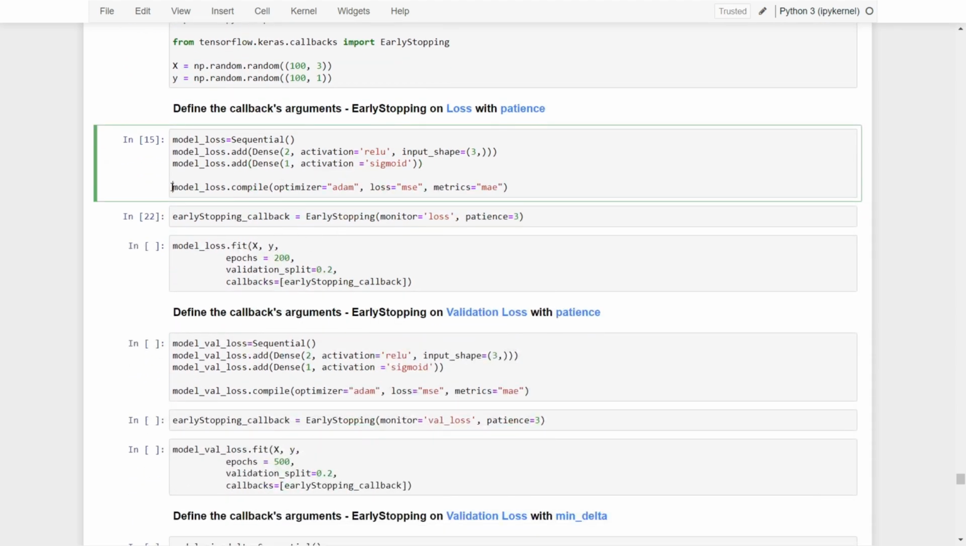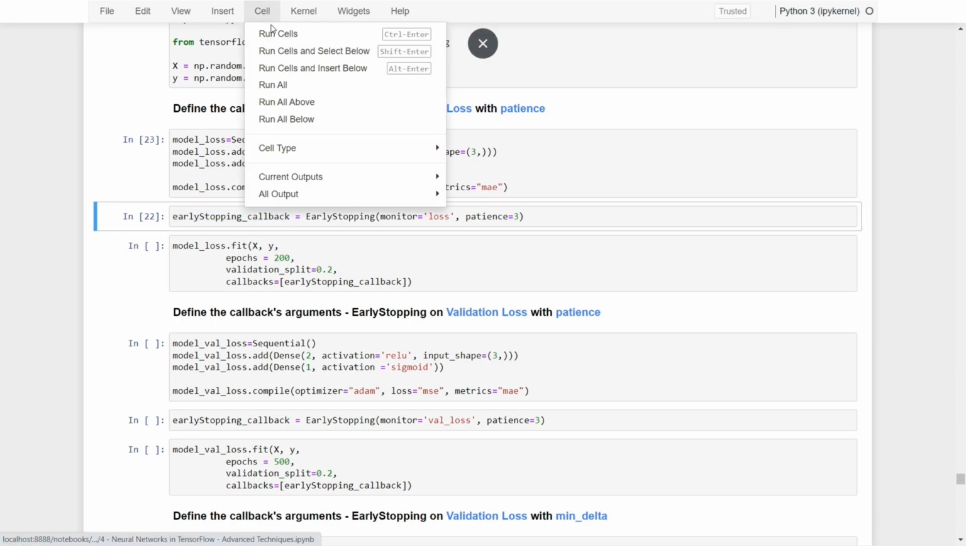And of course we can compile the functions with Adam as the optimizer, MSE as the loss function, and MAE as the metric. And we can run this cell. And for the early stopping function, we are going to monitor the loss value. That means we are going to monitor this MSE, mean squared error. And with patience equal to 3, that means if this MSE is not decreasing in 3 epochs, then we will stop, we will terminate the training. And then we just assign it to the name early stopping callback.